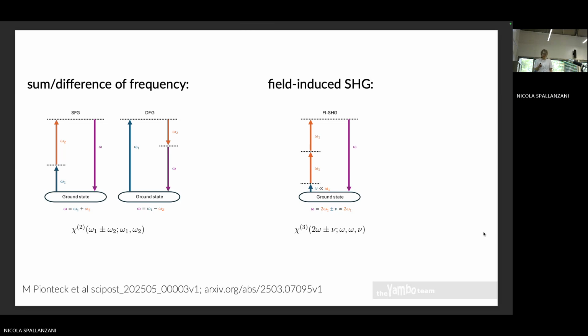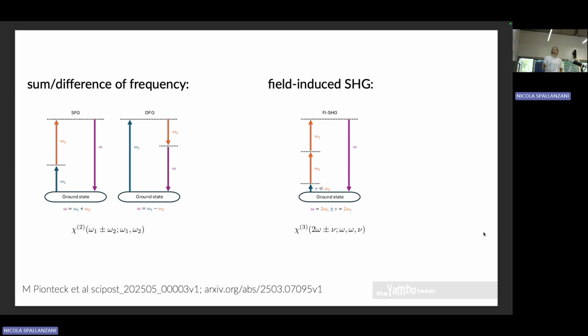So one can look at it in terms of frequency. In this case, you just have two colors, and then the output signal will have the sum or the difference of the two frequencies.